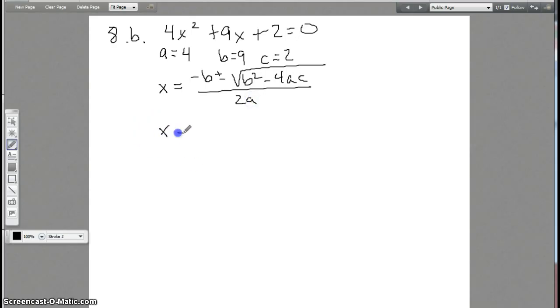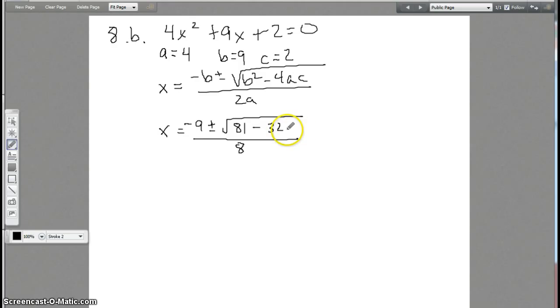So we're going to plug in our values for a, b, and c now. Negative b. Well, b is 9, so negative b must be negative 9. Plus or minus the square root of b squared. B is 9, so b squared is going to be 81. Minus 4 times a times c. Well, 4 times 4 is 16, times 2 is 32, and we're going to subtract that, so minus 32. All over 2a, our a is 4, so 2a is going to be 8.